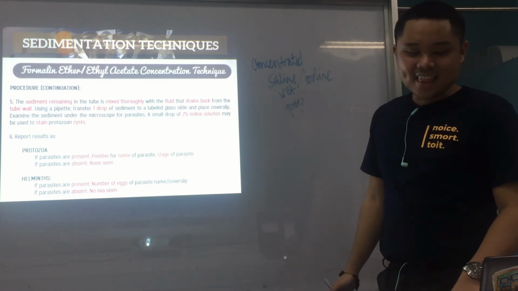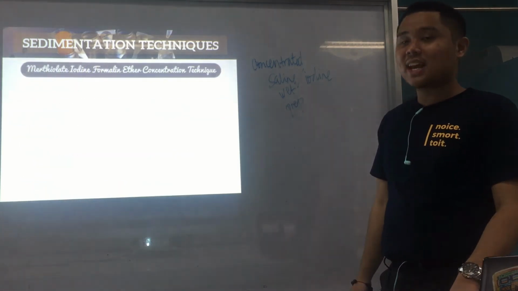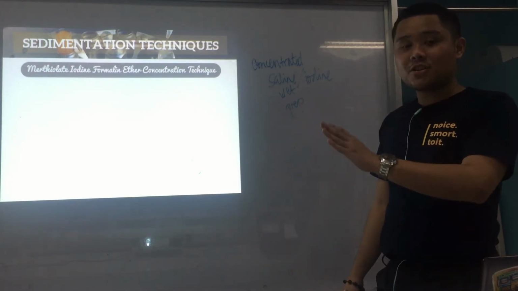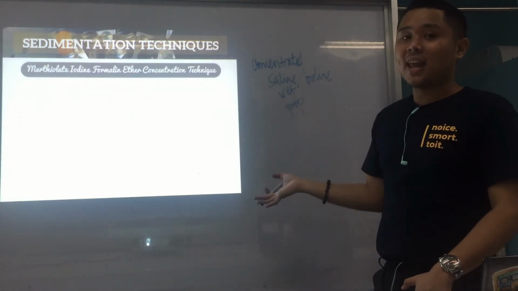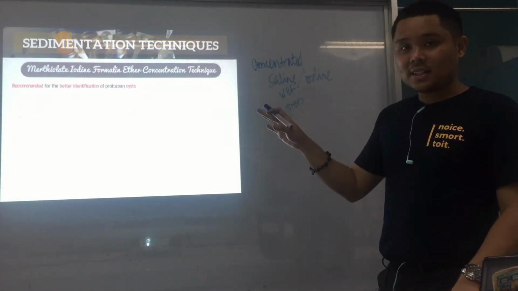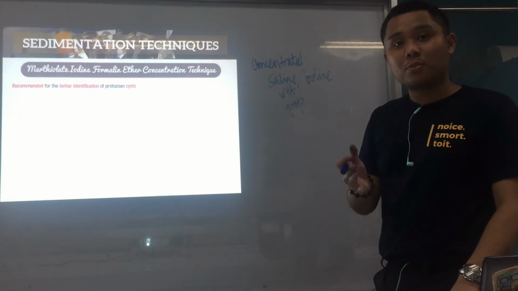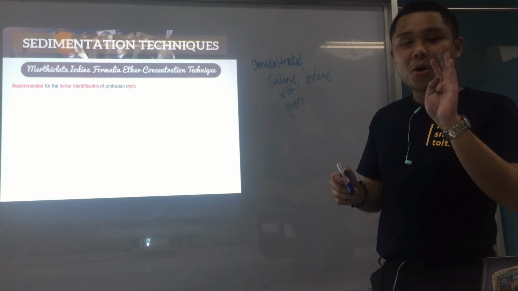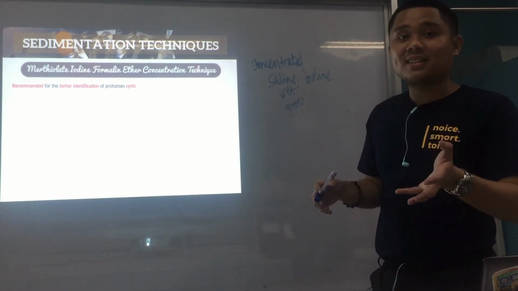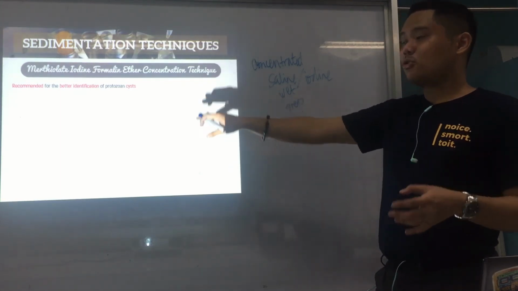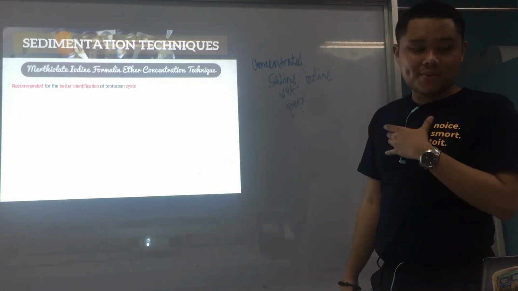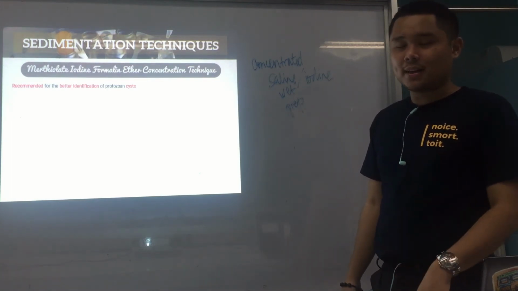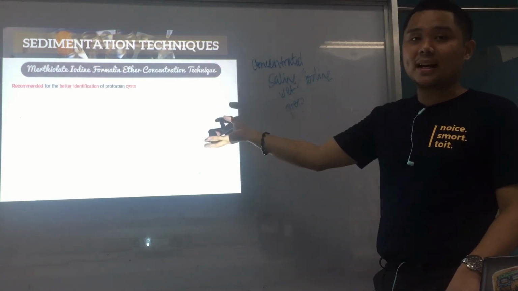All right, okay. And the last method for our sedimentation methods or techniques is the merthiolate iodine formalin ether concentration technique, or merthiolate iodine formaldehyde concentration technique. Okay, so again, this is recommended for the better identification of your protozoan cysts. Why? Recall MIF, merthiolate iodine formalin. Merthiolate and iodine can serve as a stain. So they stain now the protozoan cyst. That's why it's better for identification of protozoan cysts, because there's a stain, there's a color. You can color already the protozoan cyst in the reagent itself.